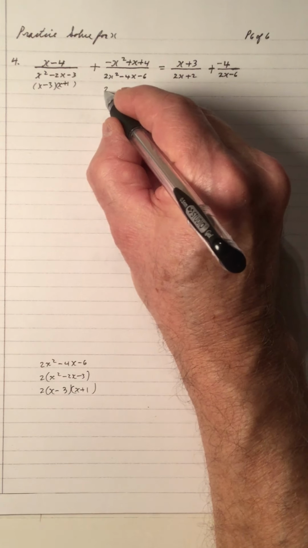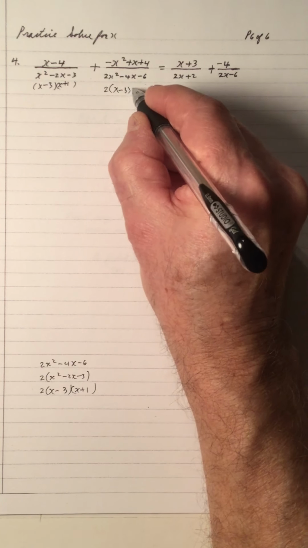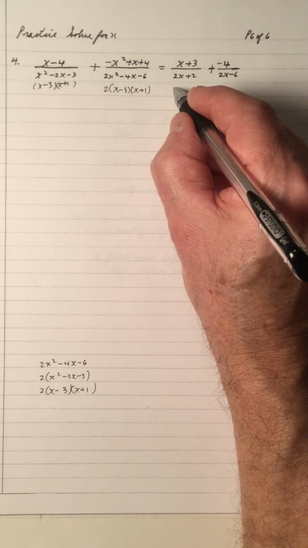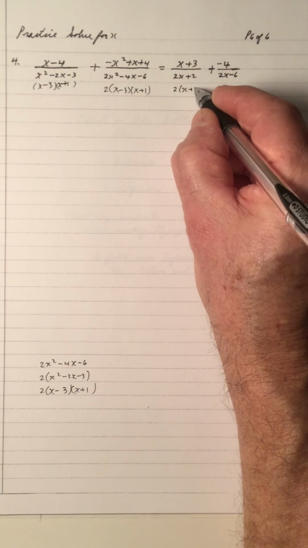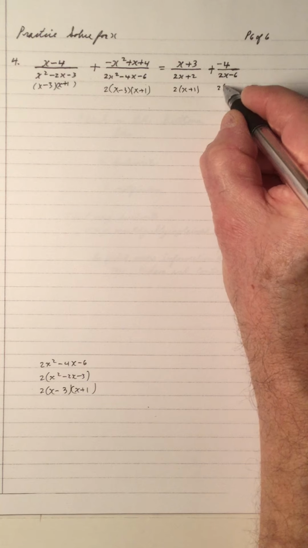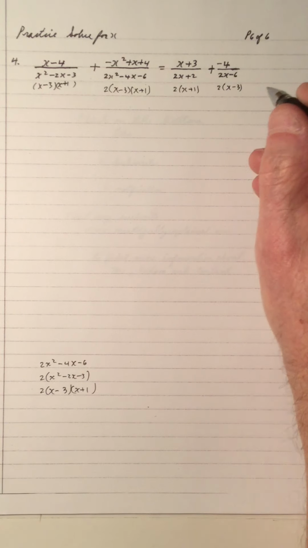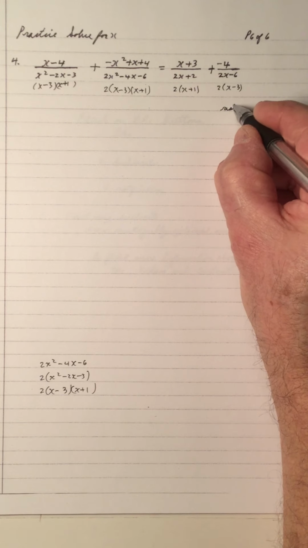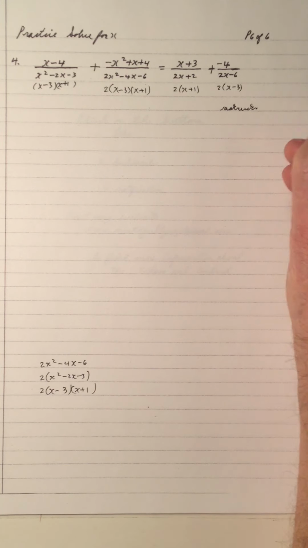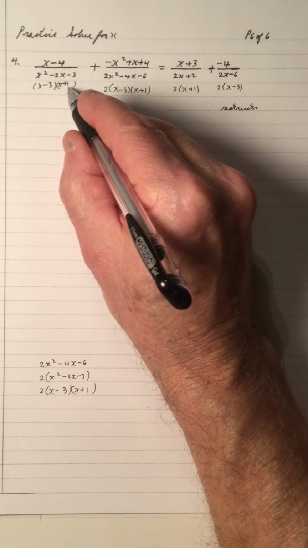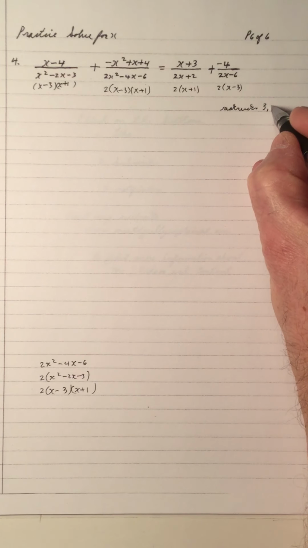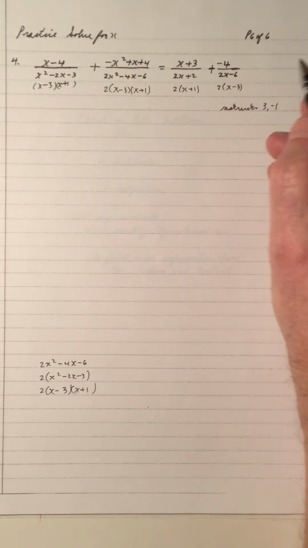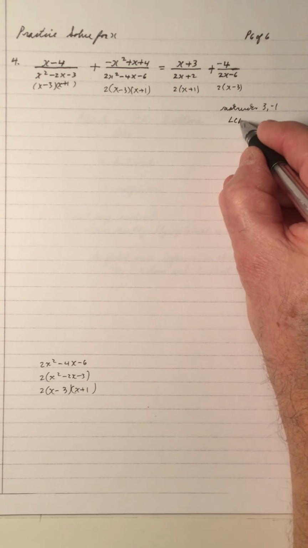So I did all that factoring on the side because I didn't want to write down this equation. Factorization here is 2 times x plus 1. Factorization here is 2 times x minus 3. So what's the restrictions? So the restrictions are 3 and a negative 1. Negative 1, 3.